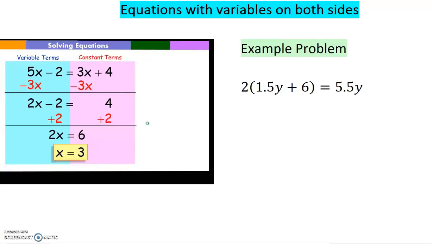Hello students, today we're going to talk about equations with variables on both sides. Let's get right into it.